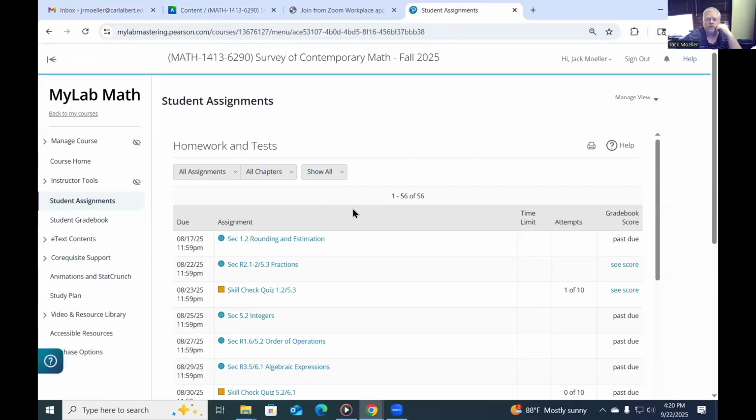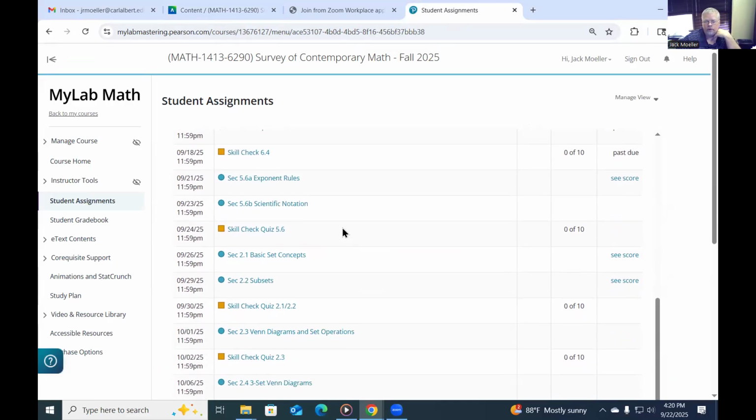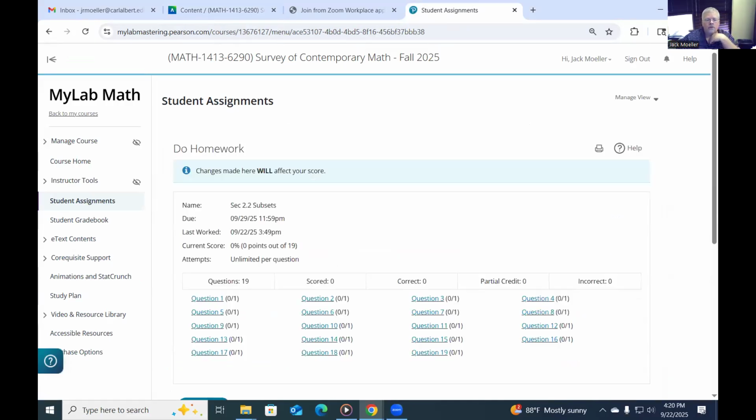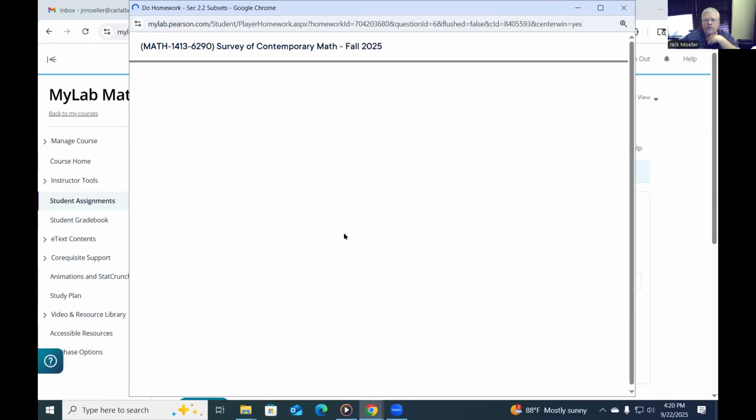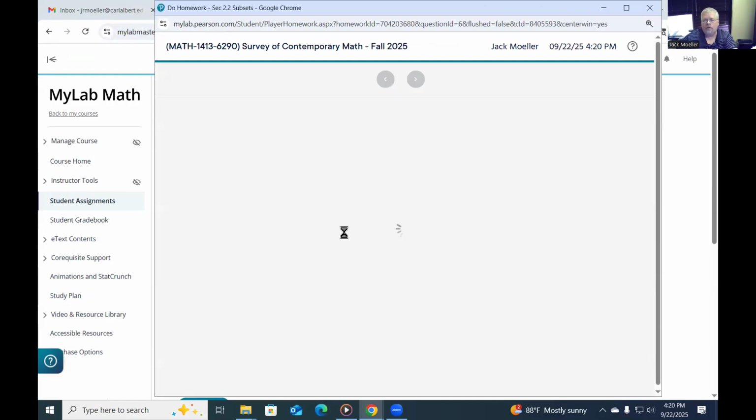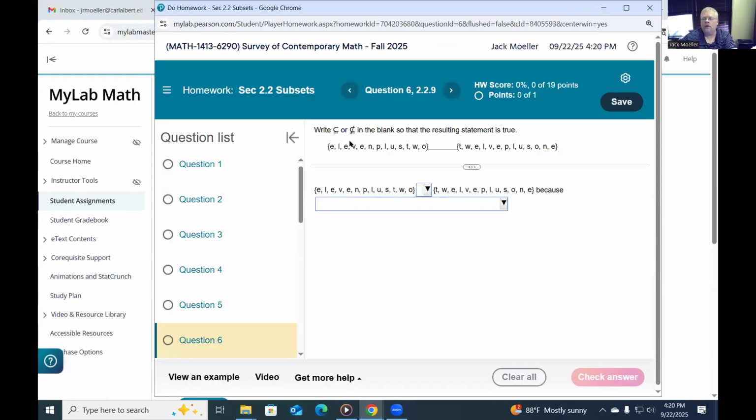So let me get into MATLAB and show you a few more variations of this. This is in the 2.2 homework. Let me just jump in a random one. All right, so write subset or not a subset in the blank. The words are written out, but they've got commas, so each letter is its own thing. So is the first set a subset of the second?